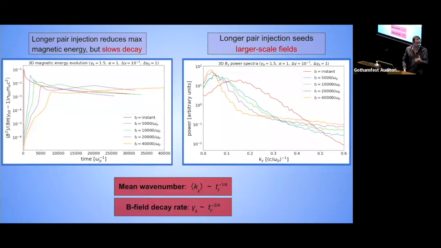So in the spirit of GothamFest, I'll conclude with a slightly paraphrased quote from The Dark Knight: this continuous injection is the hero that the Weibel instability deserves, and it's the hero that GRB modeling needs right now. So thank you.